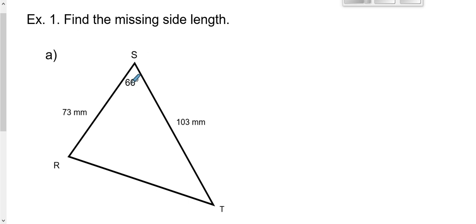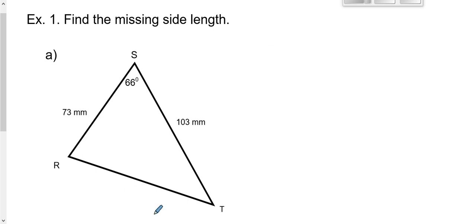We have one angle. We don't know the given sine. That's fine. But let's look at the other pairs. We know the length of this side, we don't know the angle. We know the length of this side, we don't know the angle. So there's no way we can use the sine law. So the only option is to use cosine law.